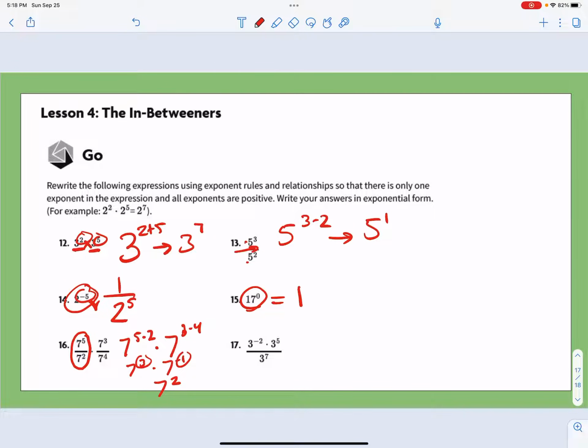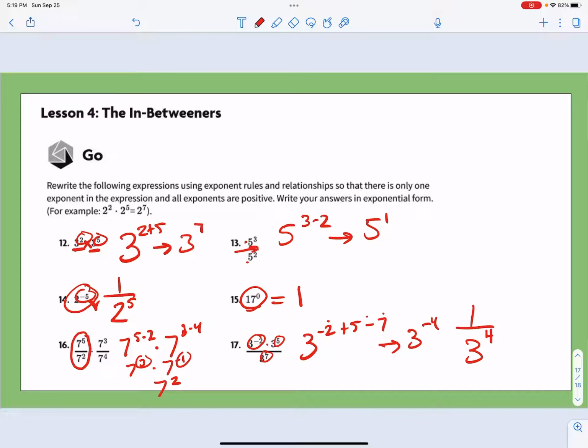For this next one here, we can kind of group these all together. This becomes 3. We're multiplying, so we add, and dividing, so we subtract. So I have minus 2 plus a 5 minus a 7. So there's my minus 2, there's my 5, and that's my minus 7. So minus 2 and minus 7 is negative 9, plus 5 making negative 4. So we have 3 to the negative 4 power, or written properly, it's 1 over 3 to the 4th.